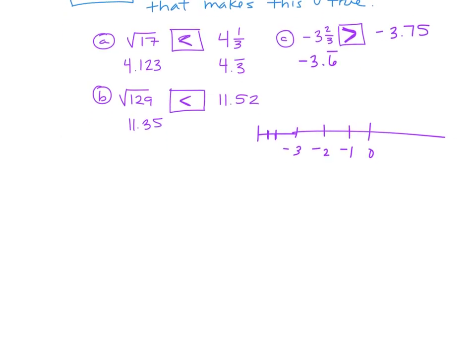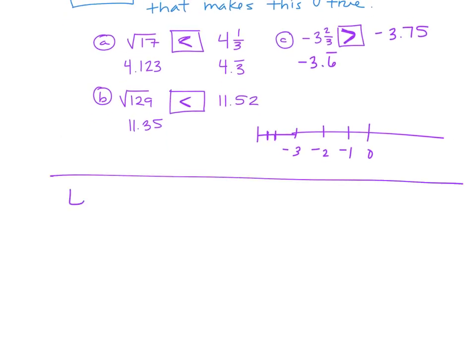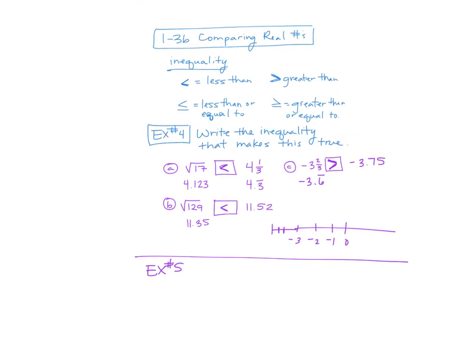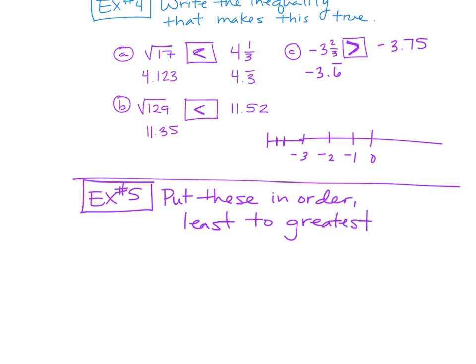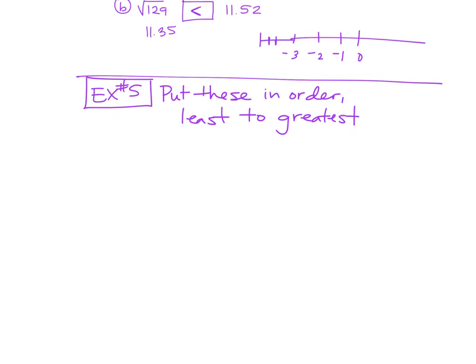All right, one last thing. I told you this one's a lot shorter. What did I do? Did I do 4? Yeah. All right, example 5. We're going to say put these in order, least to greatest. And then we're going to graph it.